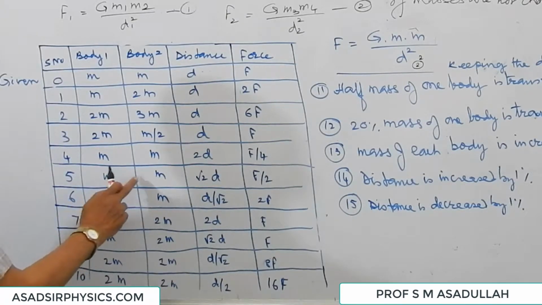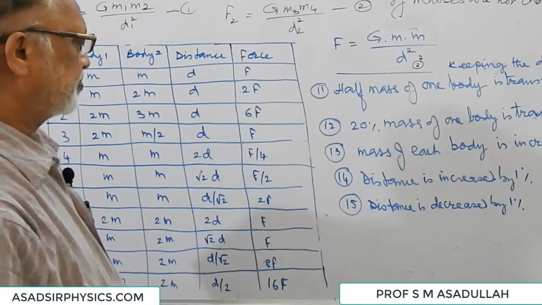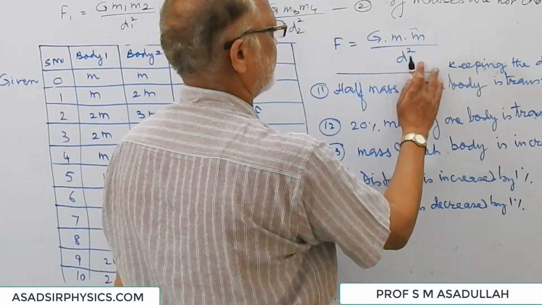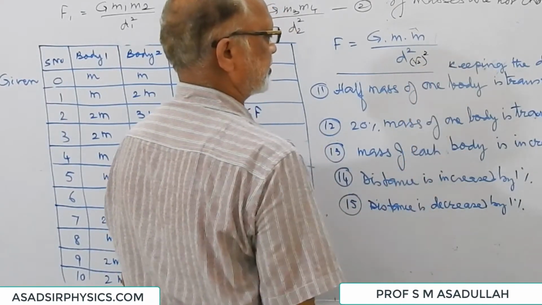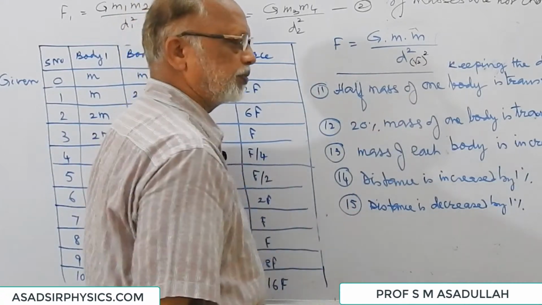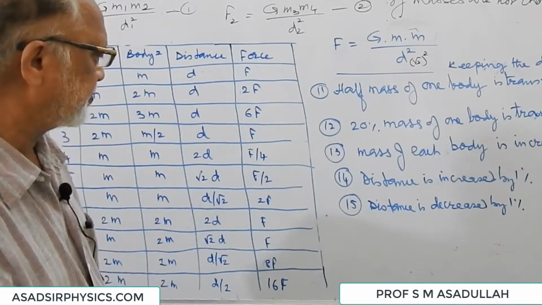Then masses are the same. Distance is made root 2 d. What can be the force? Distance is made root 2 d. So this is root 2 whole square, that is 2. 2 is occurring in the denominator. So the final answer is F by 2.